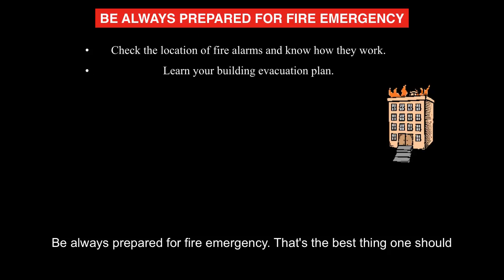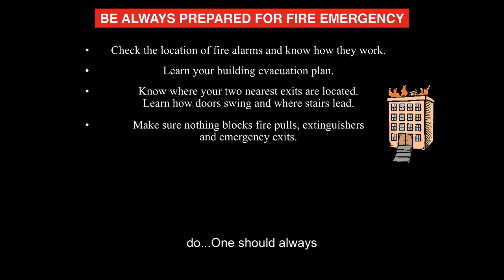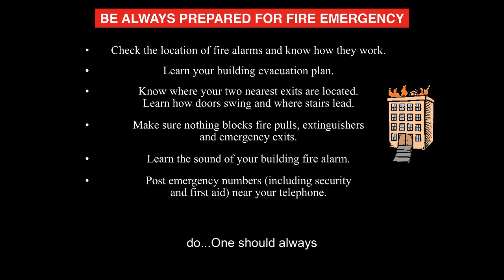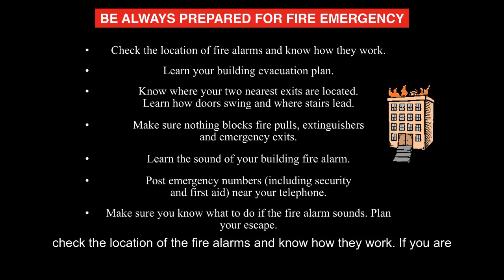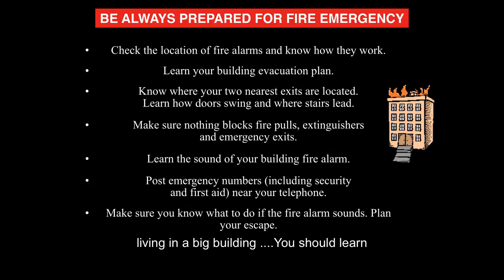Be always prepared for the fire emergency. That's the best thing one should do. One should always check the location of fire alarms and know how they work. If you are living in a big building, you should learn your building evacuation plan. Know where your two nearest exits are located. Learn how doors swing, that is, whether they swing in or swing out, and where stairs lead. Make sure nothing blocks fire pulls, extinguishers, and emergency exits. Learn the sound of your building fire alarm.